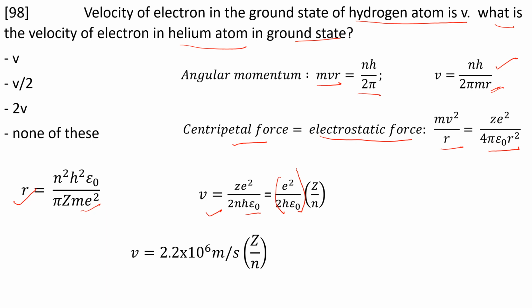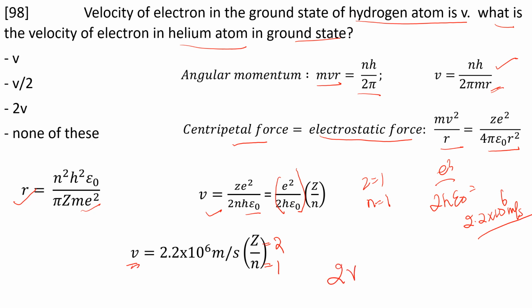Now for hydrogen atom, z is equal to 1 and in ground state n equal to 1. So e square divided by 2h epsilon naught is nothing but 2.2 into 10 to the power 6 meter per second. And for helium atom in ground state, you have z equal to 2 and n equal to 1. So your velocity is nothing but 2 times v. So your correct option is C, 2v.